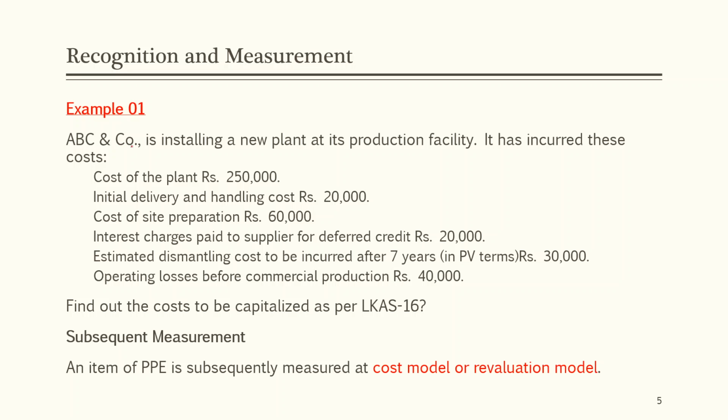Here, ABC company is installing a new plant at its production facility. It has incurred these costs. Some of the costs are given and we need to find out the cost to be capitalized as per LKAS 16. Now you know initially an item of PPE should be measured at cost. This cost includes three things: purchase price, directly attributable cost, and cost of dismantling. Cost of the plant, 250,000. So this is the purchase price. Therefore, we need to consider it as our cost.